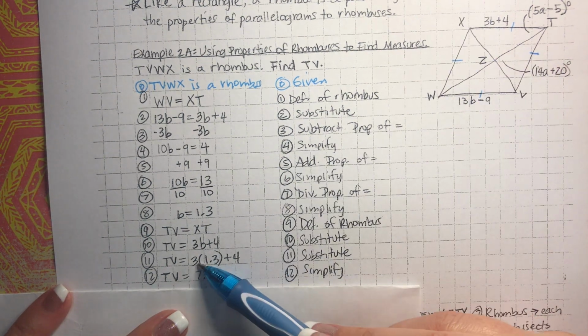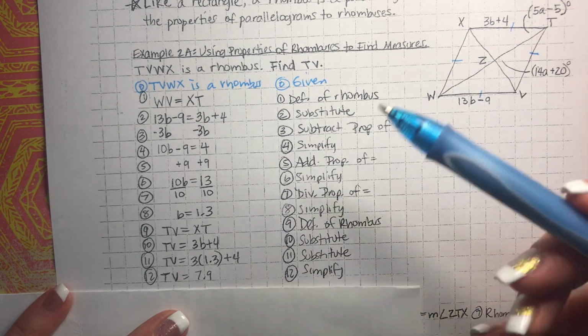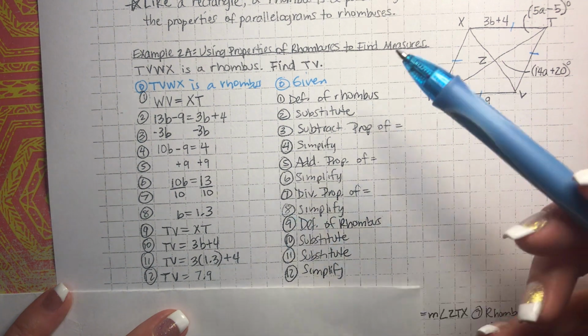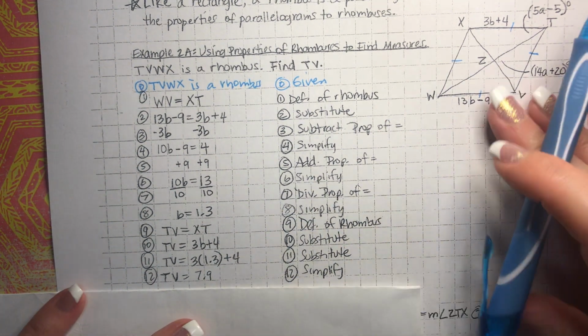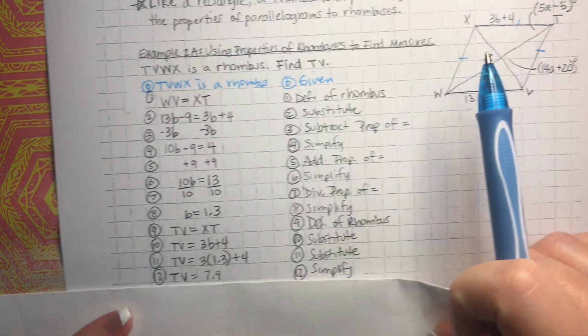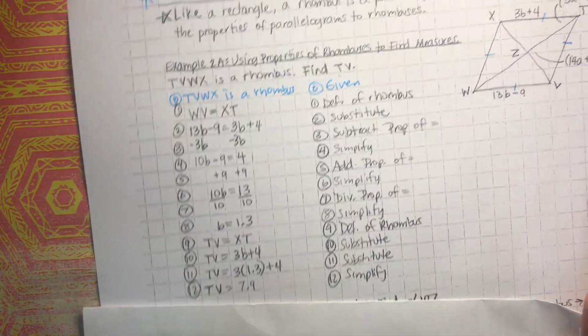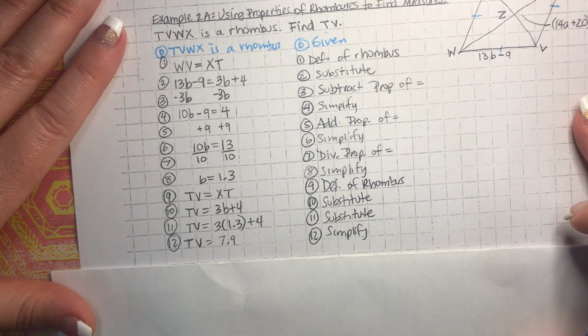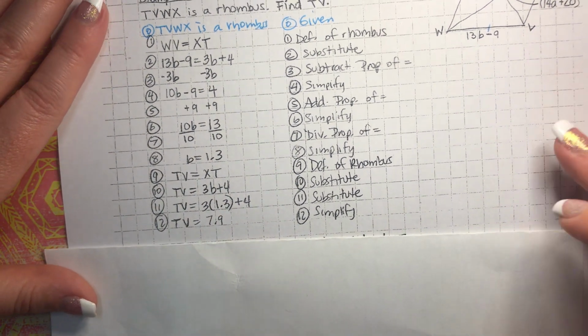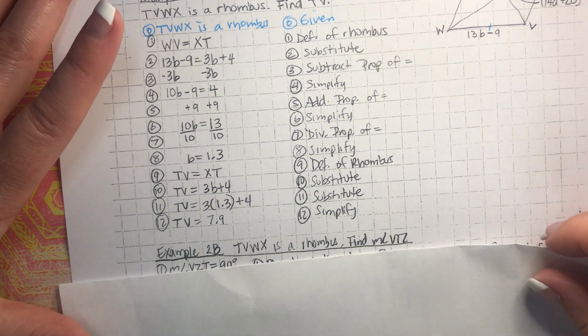And we just do this math. 3 times 1.3 is going to be, I think, maybe 3.9. And then you add 4 to it and you get 7.9. So that's how we got TV. Simplify. All right. Does that make sense? Do you guys see that? Do you get it? Yeah, so that's pretty much how you set it up. Looks good. Okay, let's look at 2b.